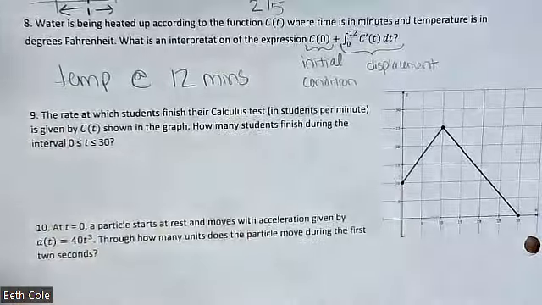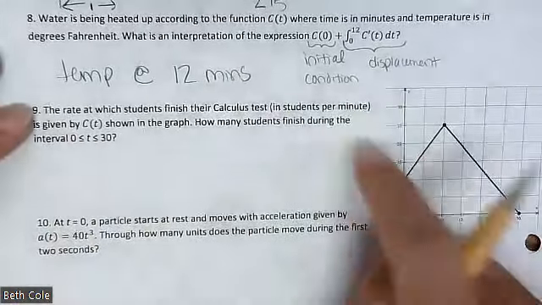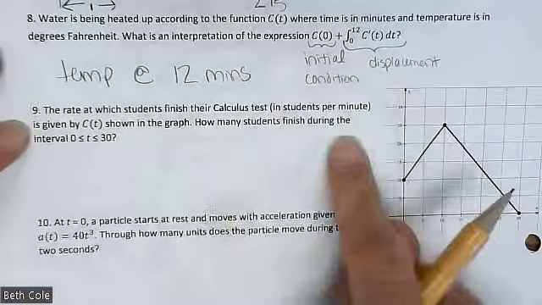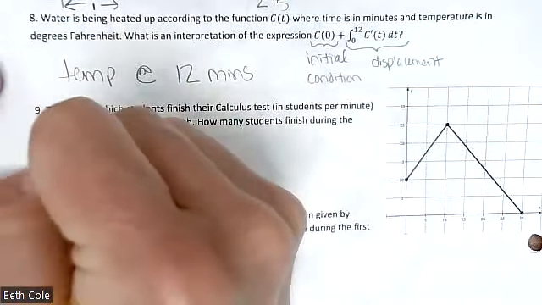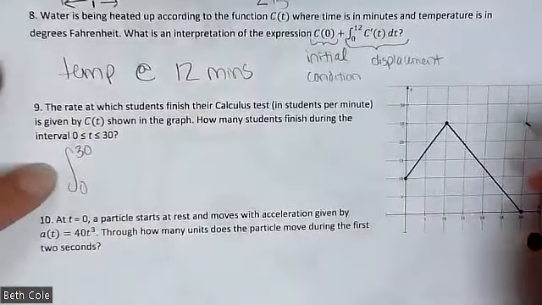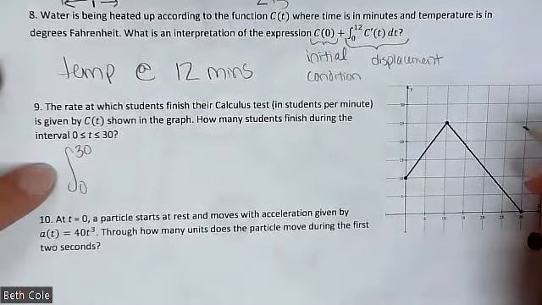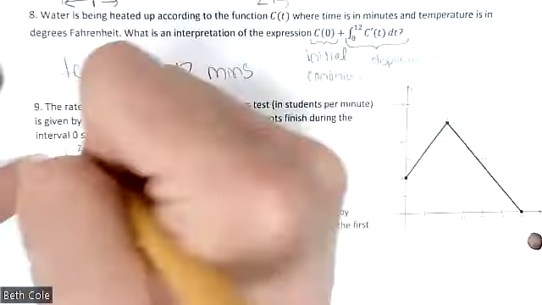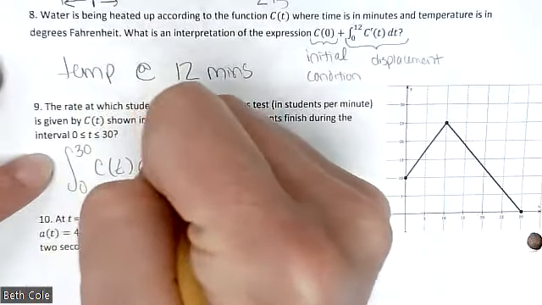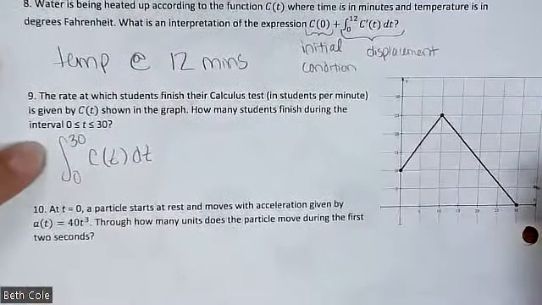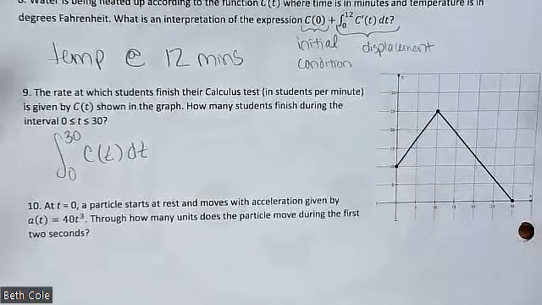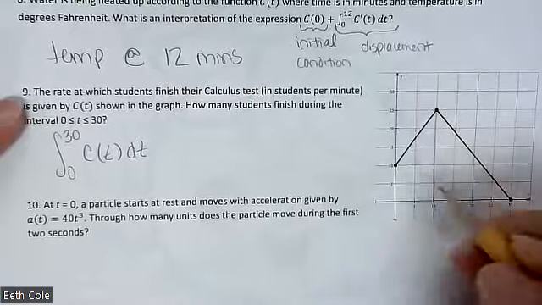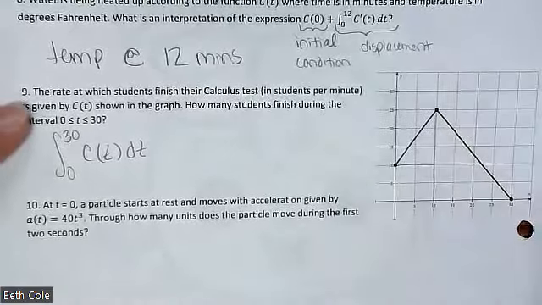All right, the rate at which students finish their calculus tests in students per minute is given by this. How many students finish during the interval 0 to 30? If your brain said, oh, that's an integral from 0 to 30, congratulations, your instincts are good. All right, it's the integral from 0 to 30 of this function. So we've got to find areas of some shapes. How would you split it up? Would you do a trapezoid or would you do a square and a triangle?